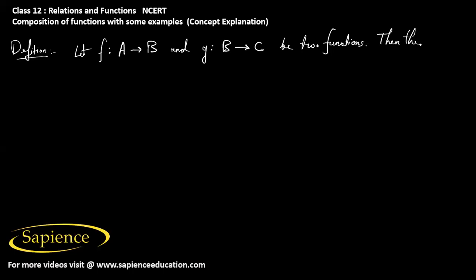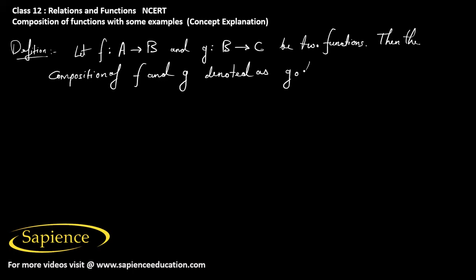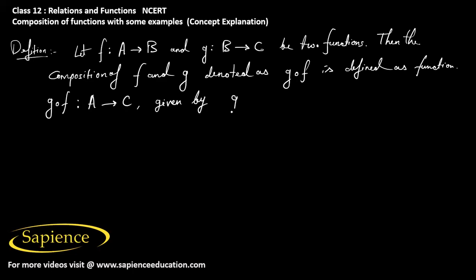Then the composition of the functions f and g, which is denoted as g of f, is defined as the function g of f, which maps from A to C, which is given by g of f of x, for all x belongs to the set A.